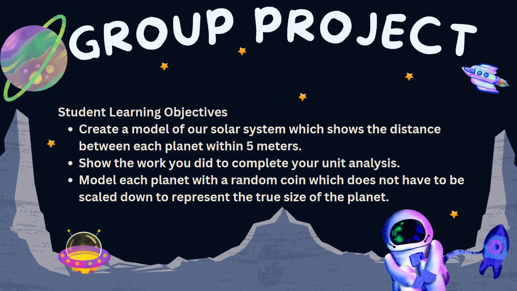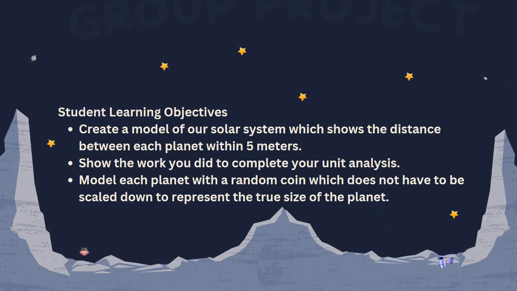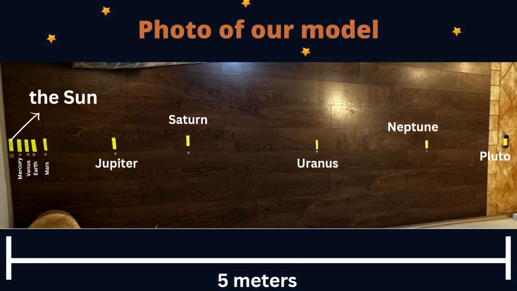To begin, we identified the distance between planets and then used unit conversions of 12.5 centimeters as one astronomical unit to scale it down to fit in 5 meters. Next, using a measuring tape, we mapped the distance in a linear model on the floor. We used identical coins to represent each planet and identified them with labels.